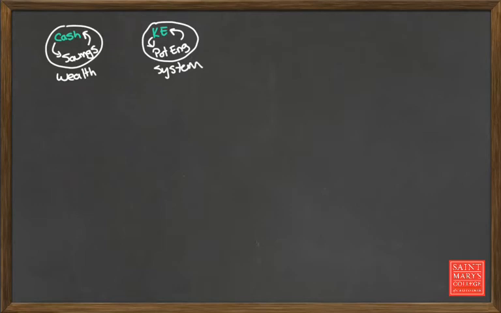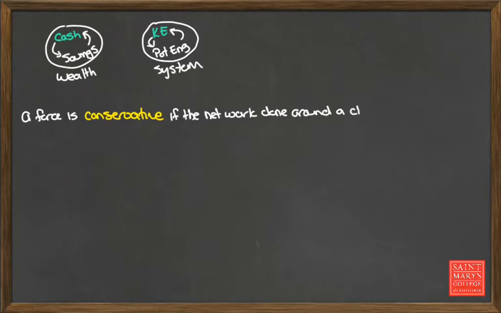So, when is this the case? We say that a force is conservative if the net work done around a closed loop, or a path that starts and ends at the same spot, is 0.